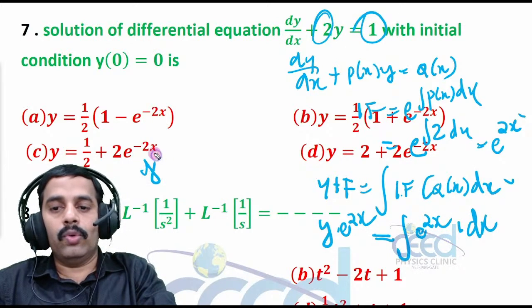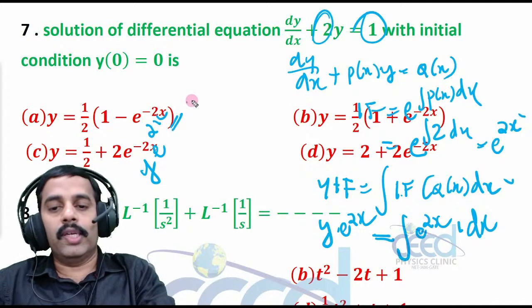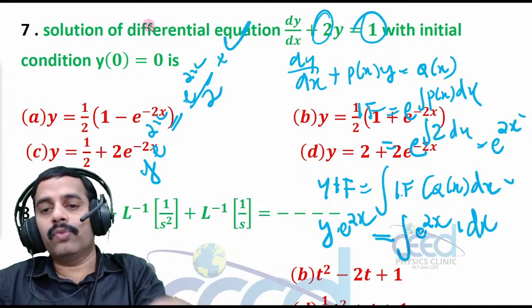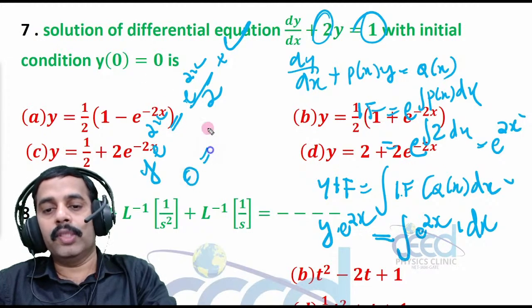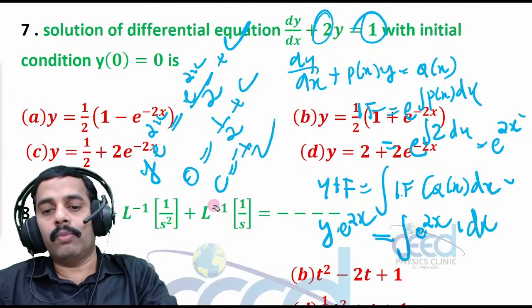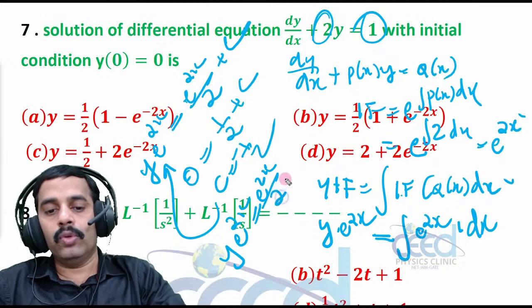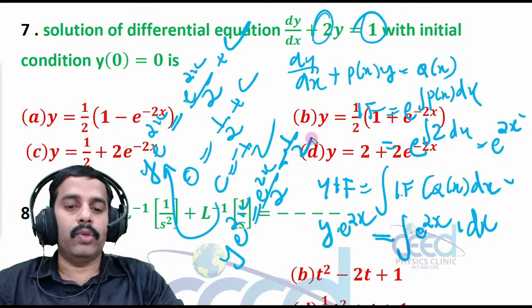So y into e raised to 2x is equal to, this one integration, e raised to 2x by 2 plus c, and it is given that y of 0 is 0, right? So when you put x is equal to 0, you will get y is equal to 0. So this term will be 0, this term will be 1 by 2 plus c. So c is equal to minus 1 by 2. That you can substitute here. So y e raised to 2x equal to e raised to 2x by 2, c is minus 1 by 2. So I have substituted the value here.